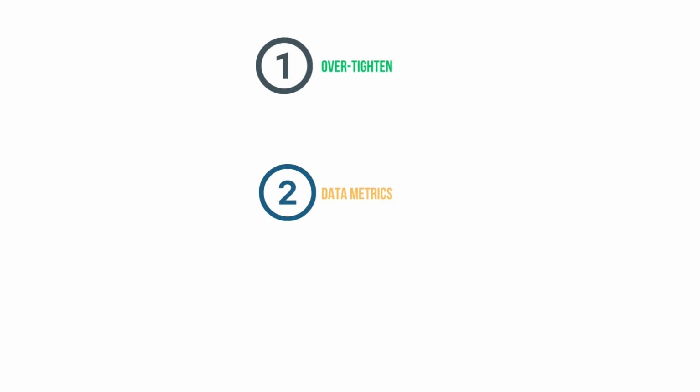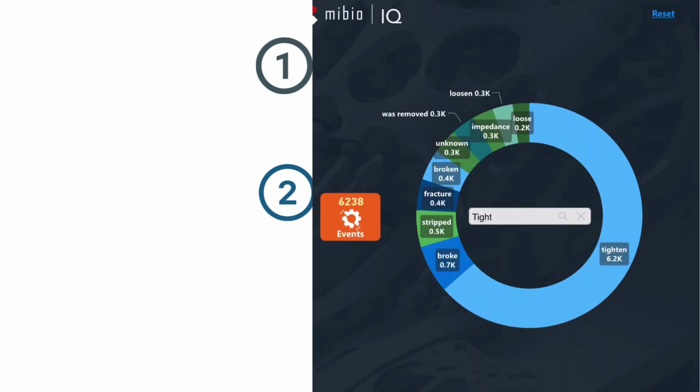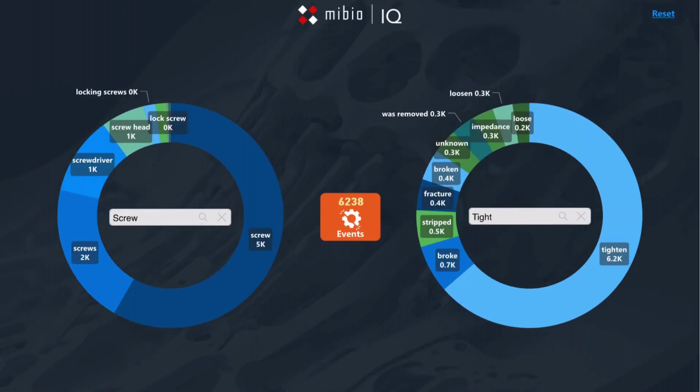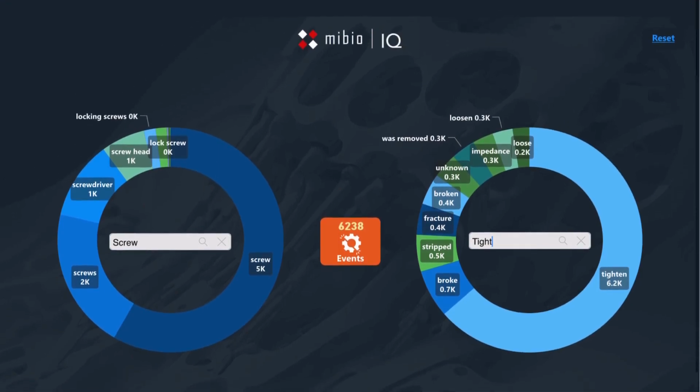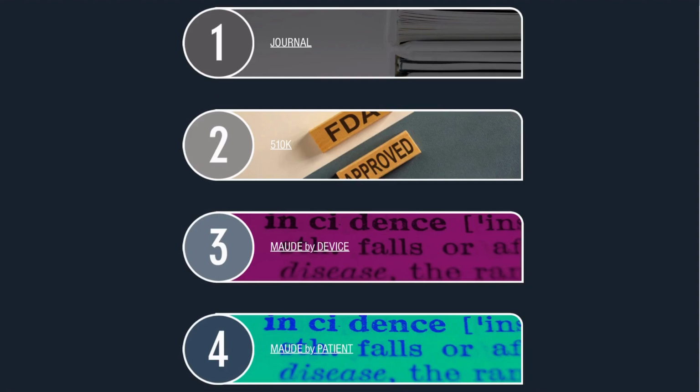The next step involves sourcing data similar to MAUD statistics. But first, let's revisit MAUD. In our previous search, we were looking for characteristics related to over-tightening. Our example yielded over 6,000 incidents related to screw plus tighten, which provides a solid foundation for our training scenario. Now, equipped with this information, let's dive into the world of peer-reviewed data.